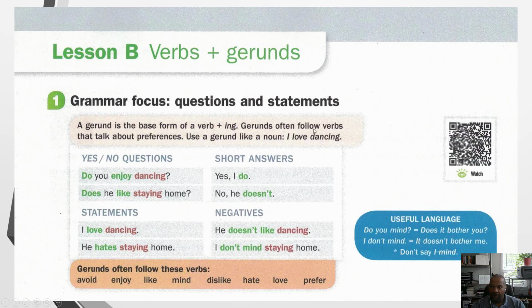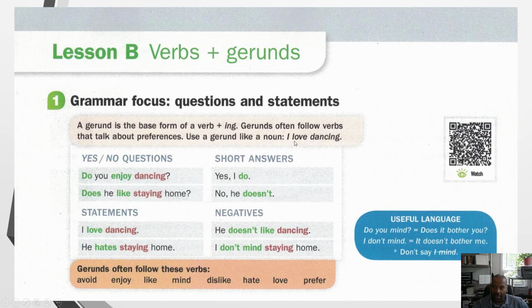Gerunds often follow verbs that talk about preferences. So this is very important. We don't use gerunds for everything. We usually use them when we're talking about preferences, things that we like or dislike. All right? And that helps us use a gerund like a noun.